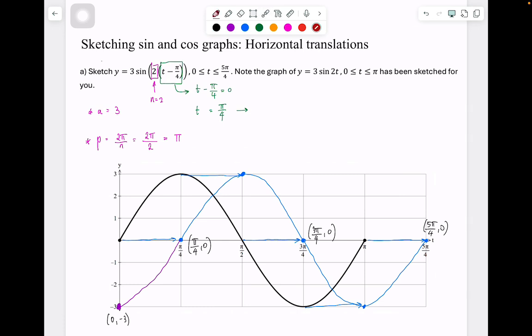So 1 mark for the shape, 1 mark for the endpoints, and 1 mark for the x and y intercepts.